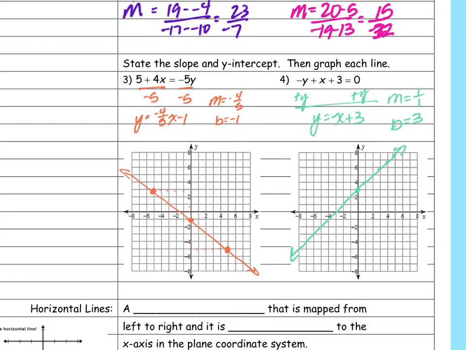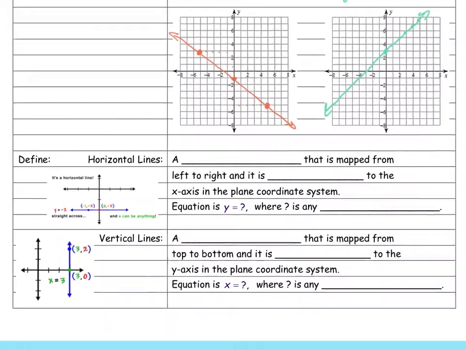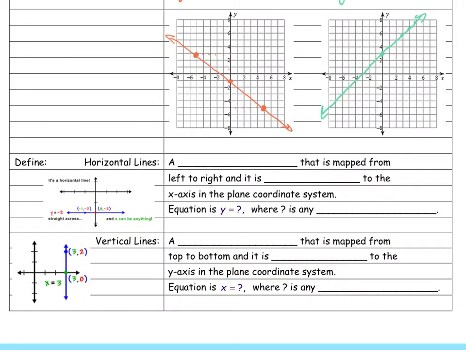We're going to go ahead and move on and start today, where we're still going to be talking about graphing lines, only this time we're really only going to be talking about horizontal and vertical lines. There will be some other ones thrown in there, but most of the time it's going to be horizontal and vertical lines. So first we're going to talk about horizontal lines and the definition. A horizontal line is a straight line that is mapped from left to right, and it is parallel to the x-axis in the plane coordinate system.